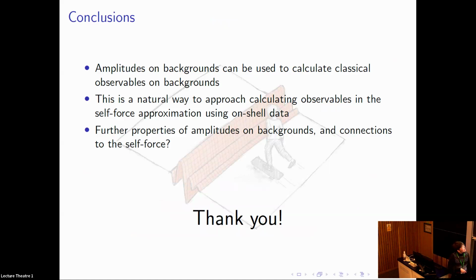So the conclusion is that amplitudes on backgrounds can be used to calculate classical observables on these backgrounds. And this is, I would say, a natural way to start looking at calculations for the self-force approximation using on-shell data. And it would be really interesting to look at further properties of these amplitudes on backgrounds, especially on Schwarzschild. Like, is there a double copy there for these amplitudes, for example?